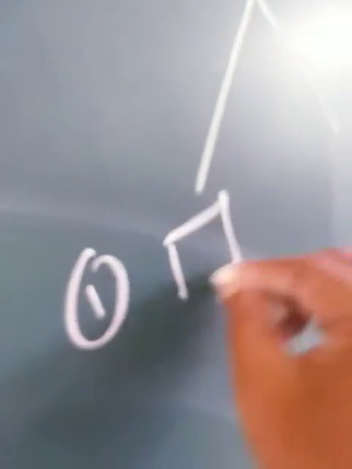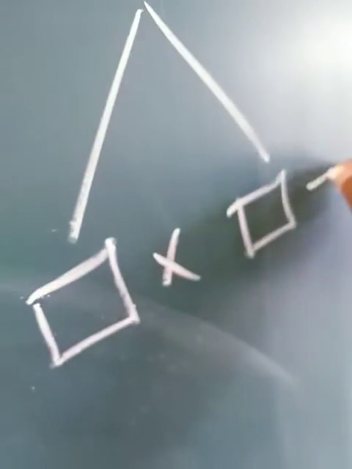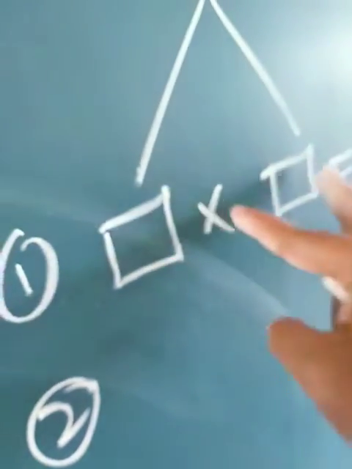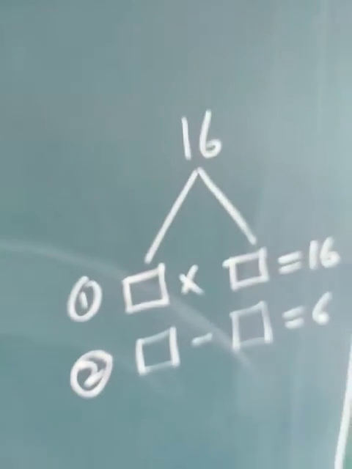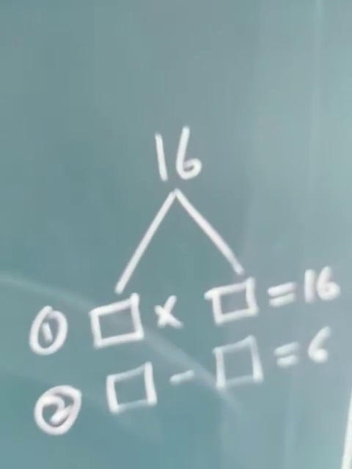So what are the two conditions? Again I am writing 16. The first condition is the product of the two numbers should be equal to 16. And the second condition is that whatever numbers you choose, the difference of those two numbers should be equal to 6. Understood? So very carefully you have to do it. For this, you have to see which are the factors that, when you multiply, you get 16.